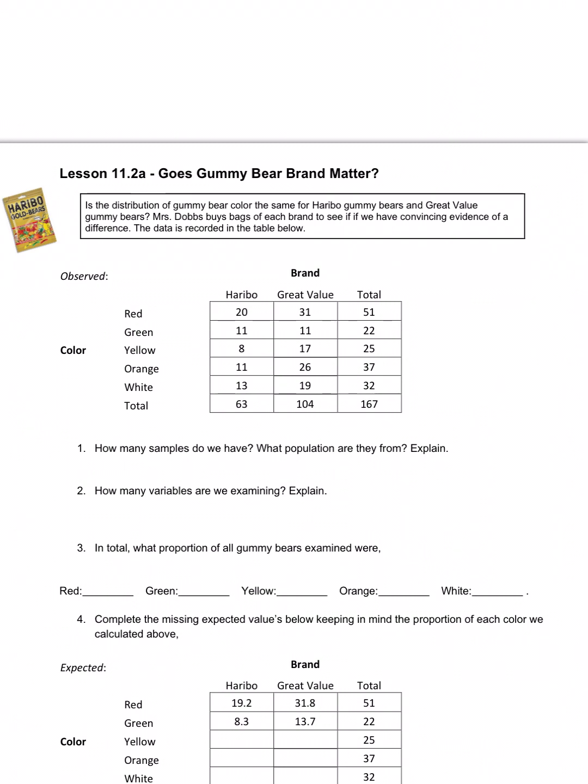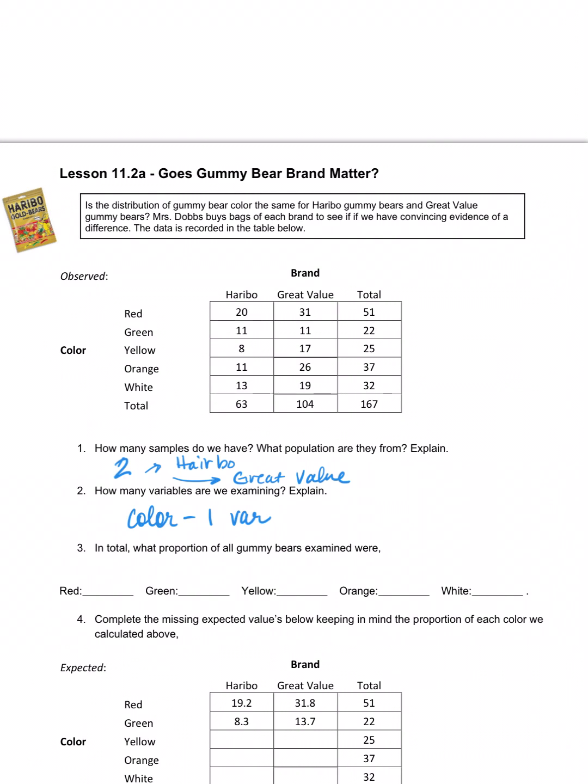So let's just stop and think for a second. How many samples do I have here? 2 samples. What are they? Haribo and Great Value, right? How many variables are we talking about here? 5. Well, but they're all one category. What are they? Colors. 1 variable. All right, so this test for homogeneity deals with 2 or more populations, but only 1 variable. So we'll differentiate those more later.